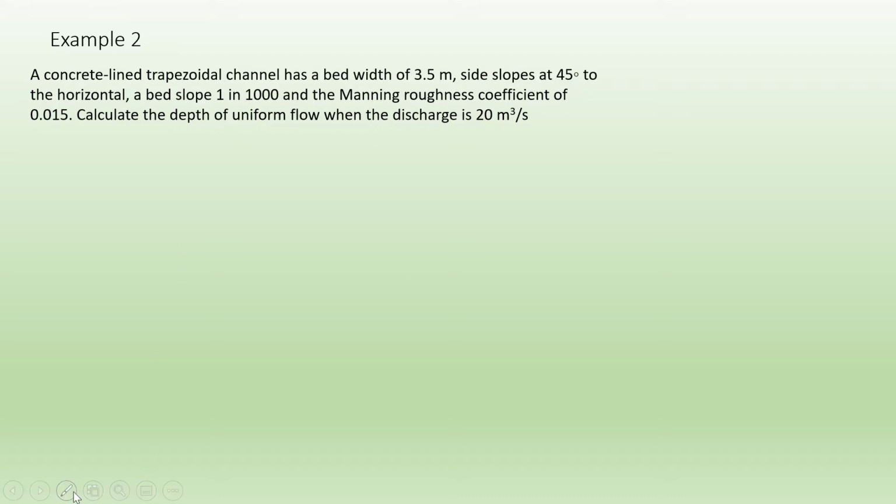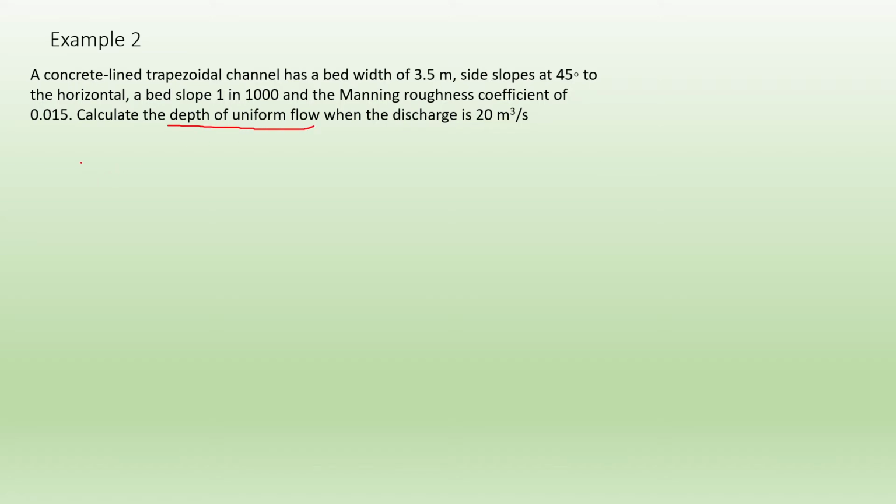A concrete lined trapezoidal channel has a bed width of 3.5 meter, side slopes at 45 degree to the horizontal, and a bed slope of 1 in 1000 and the Manning roughness coefficient of 0.015. Calculate the depth of uniform flow when the discharge is 20 cubic meter per second. So in this example, we have to find the depth of uniform flow.